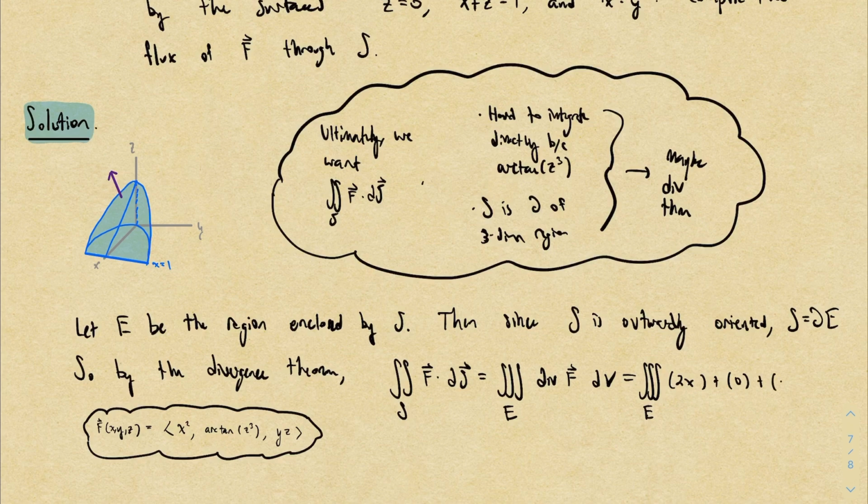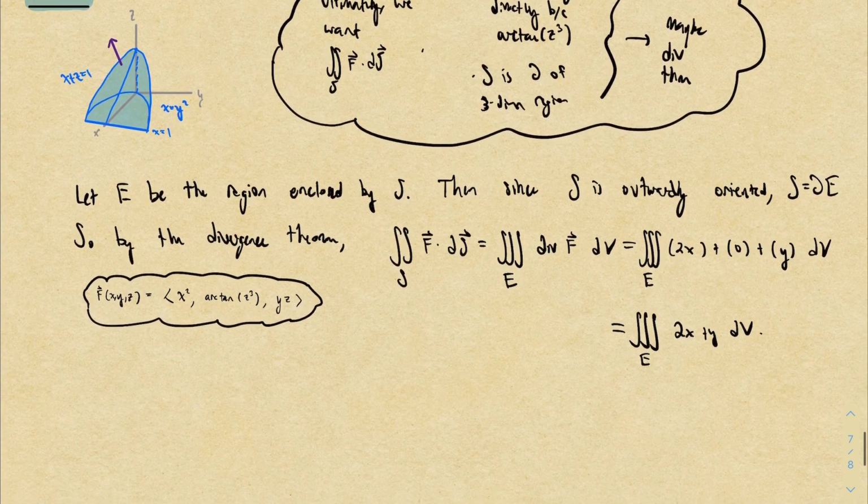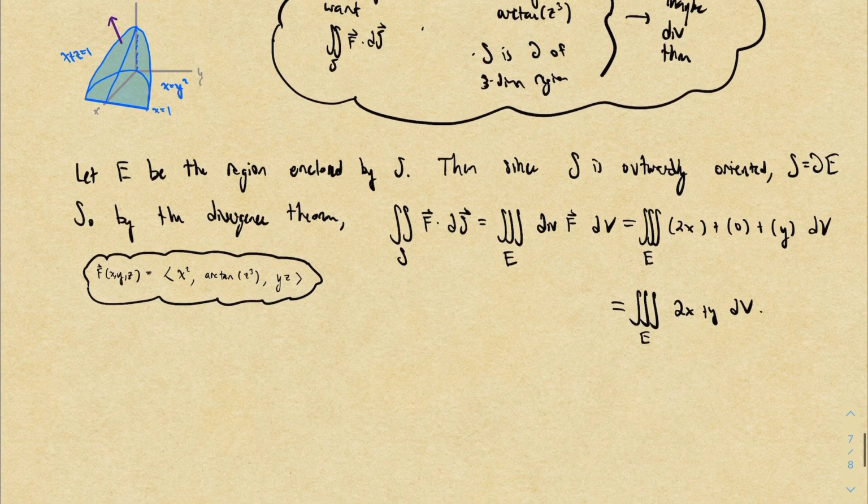And then the z derivative of the z component is going to be y. So now at the end of the day, we just have a triple integral over this 3-dimensional region of 2x plus y. And that's the divergence theorem. From here on out, we're just in the world of triple integrals. We don't have to worry about what this means or where it came from. We're just evaluating a triple integral.